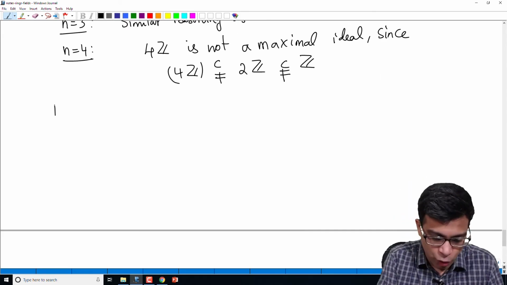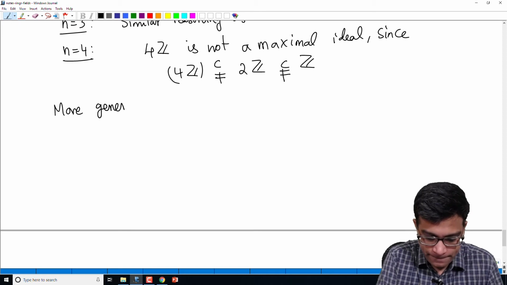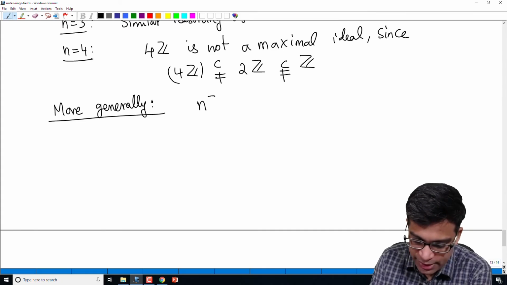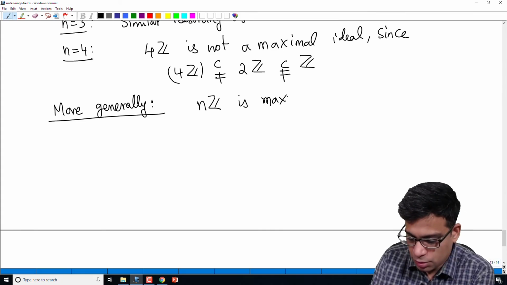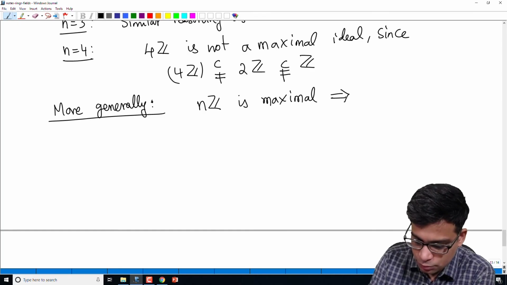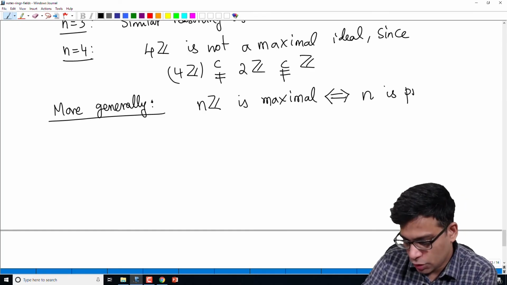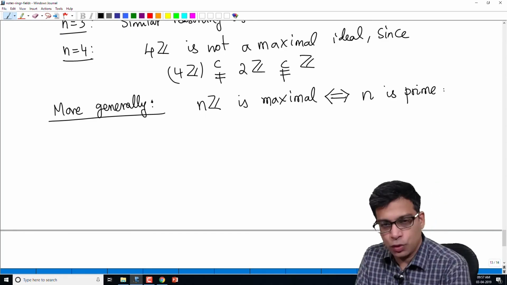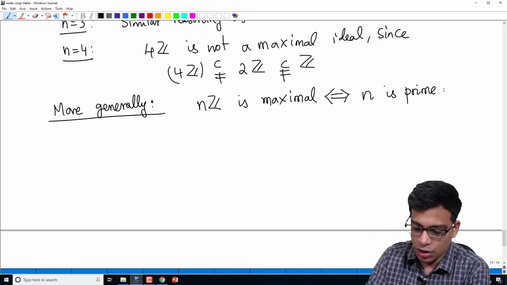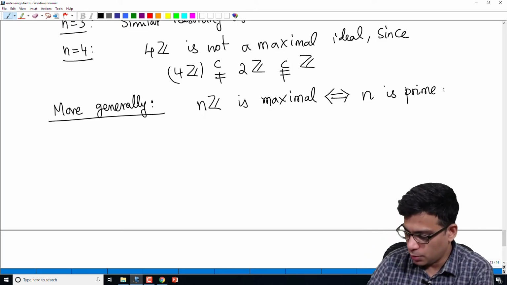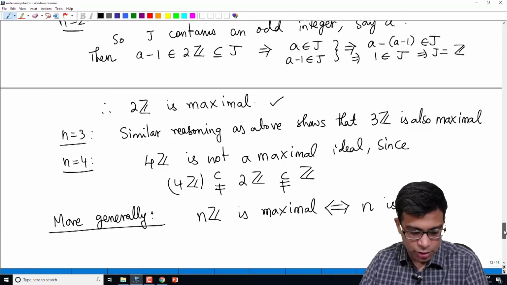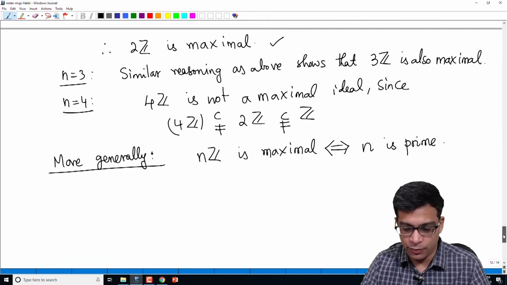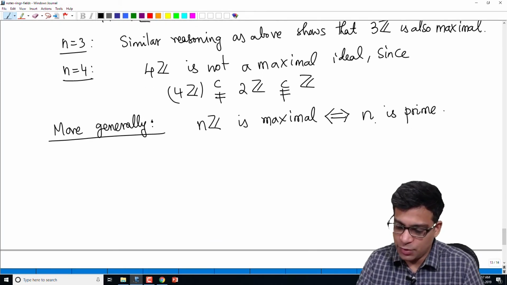not a maximal ideal. And more generally, this is an exercise for you. nZ is maximal if and only if n is prime. Okay, so I will let you do this. I am going to do another proposition soon, which will also prove this. But this you can directly show also. nZ is maximal if and only if n is prime. Remember in the examples that we have done, 2 and 3 happen to be maximal, 4 is not maximal. And that's because 2 and 3 are prime, 4 is not prime. So nZ is maximal if and only if n is prime.